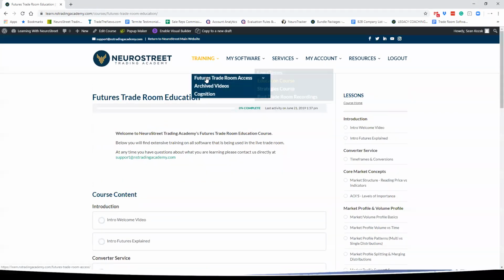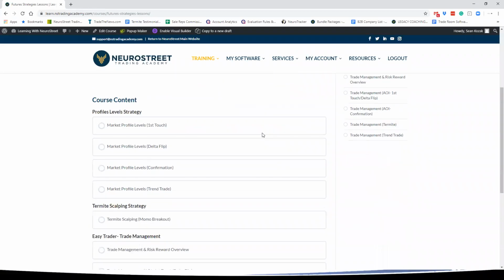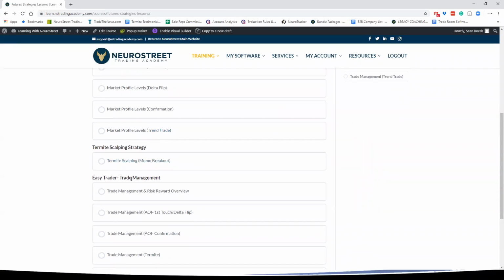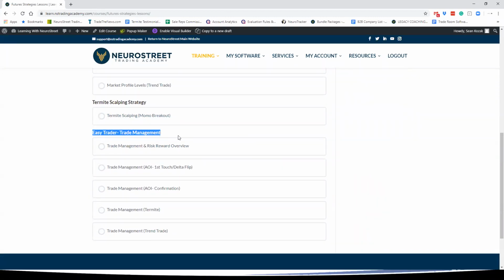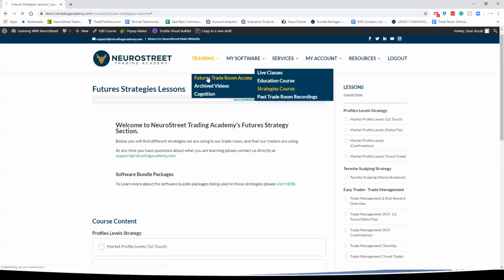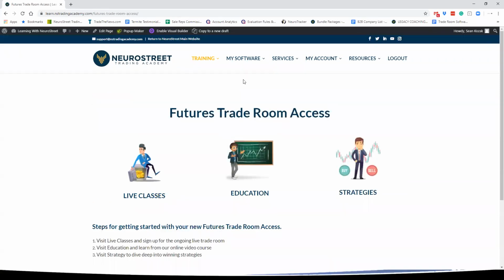And then what happens, okay, is you get into the strategies course, okay, and there's all the levels. The profiles levels, there's the first touch entry, the delta flip, the confirmation, and the trend trade. You get to learn the trading systems that our systems produce, and then you can pick the entry that suits you best. We do have other scalping systems that are used and trade management videos on every single entry. So there is a lot of education that comes with just the trading room. So you're not just getting 3 hours every day with me in the live rooms. That's only going to be useful to you if you have the system and you're watching the training.